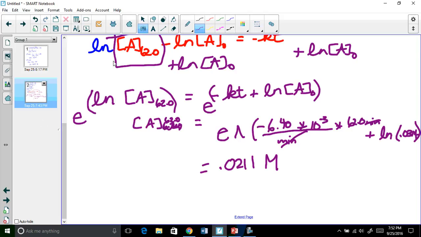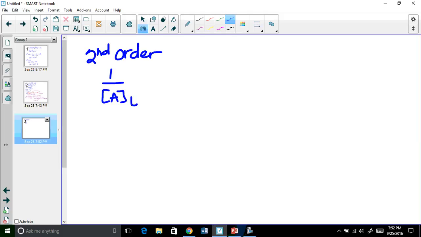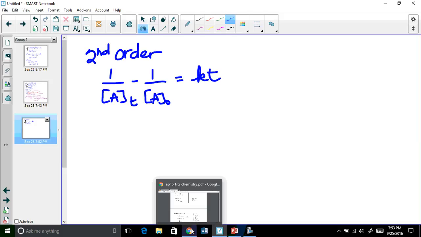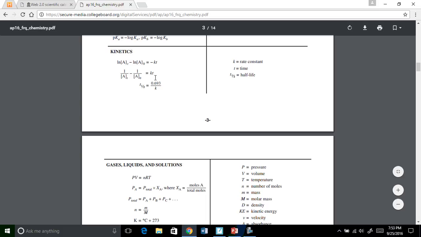So now I'm doing the second problem, which is, okay, first of all, it is second order, which means we have a different equation. It's not the ln equation, it's 1 over the concentration at some time minus 1 over the initial concentration of A sub 0 equals positive kt. And you won't understand that till I do the derivation, but I just want you to know that you don't have to understand it. This is first order, this is second order.